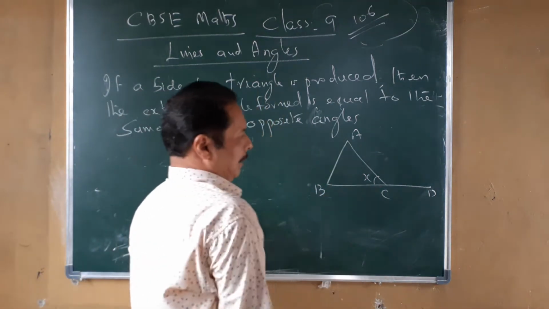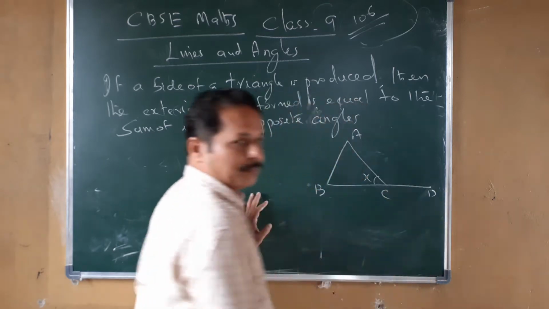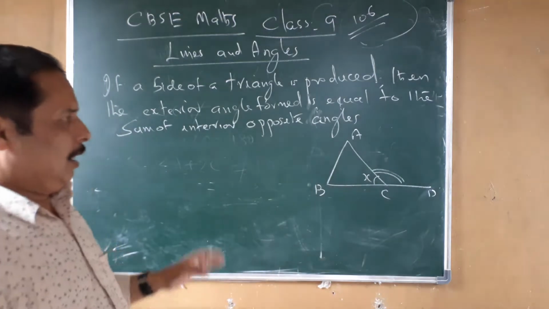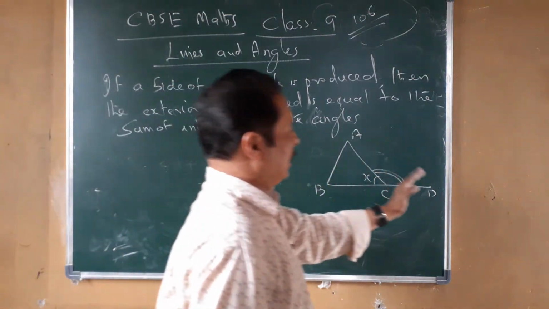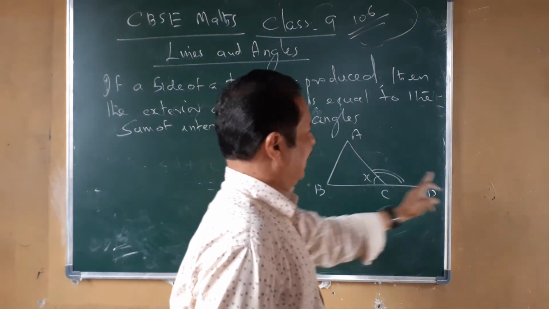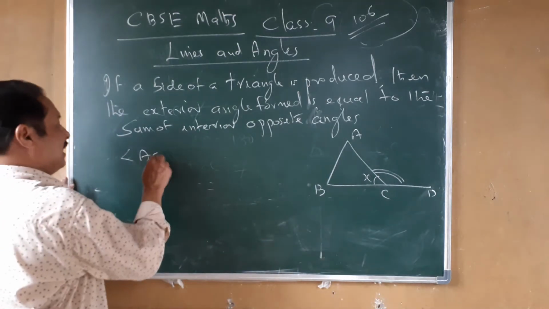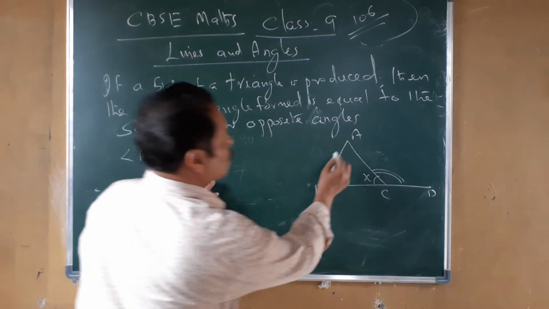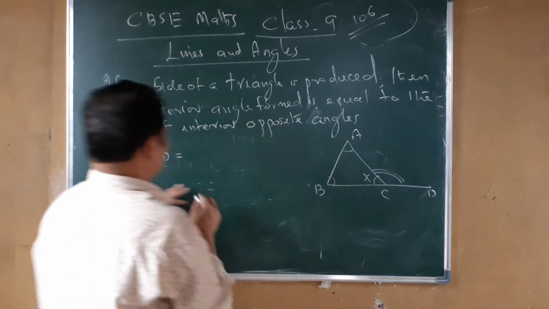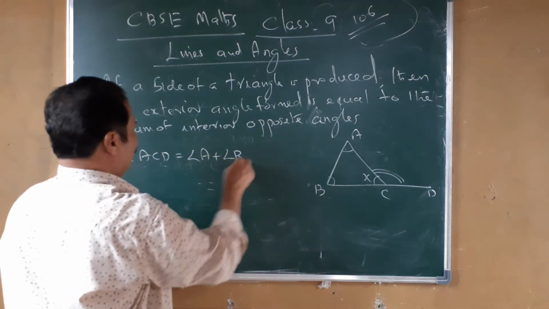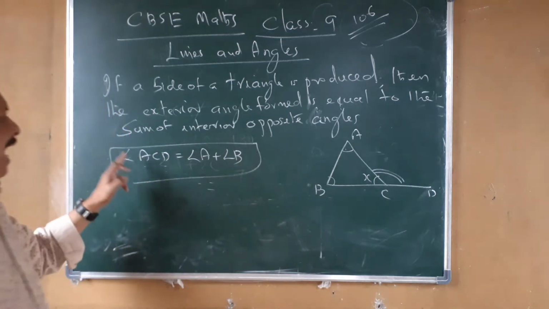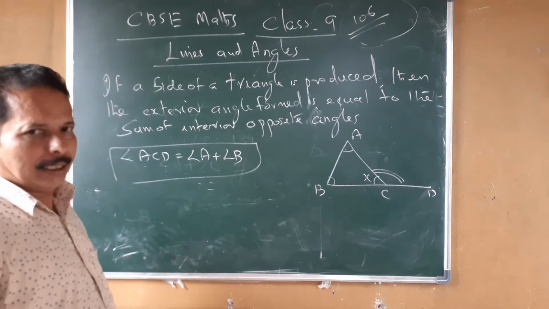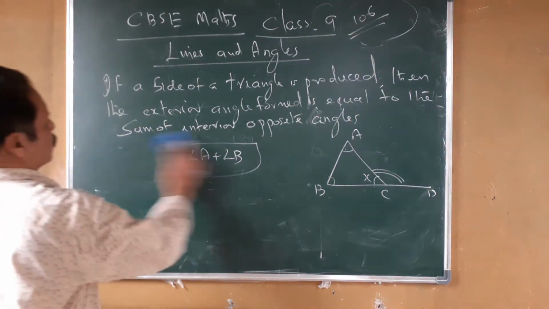Look at the triangle ABC. BC is produced to D. Now the exterior angle is this one. In the triangle ABC, BC produced to D, the exterior angle ACD is equal to the sum of the interior opposite angles. The interior opposite angles are these two: angle A plus angle B. We want to prove angle ACD equals angle A plus angle B. Is it clear? Now start.